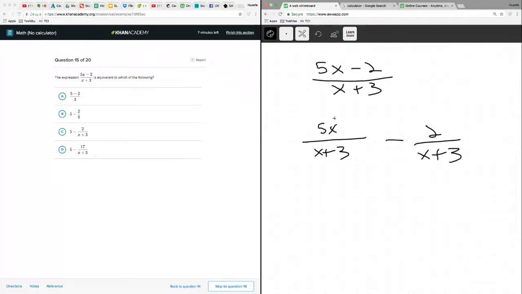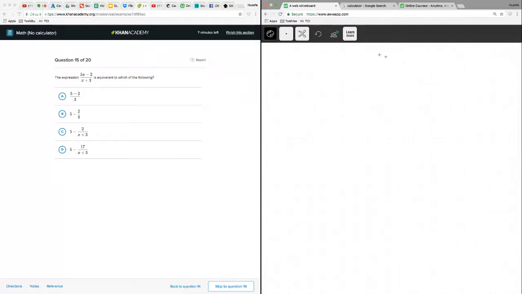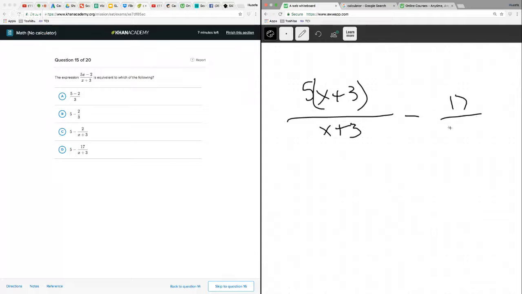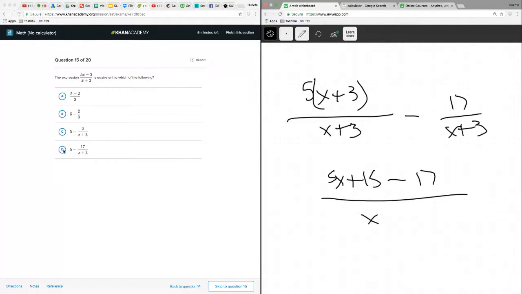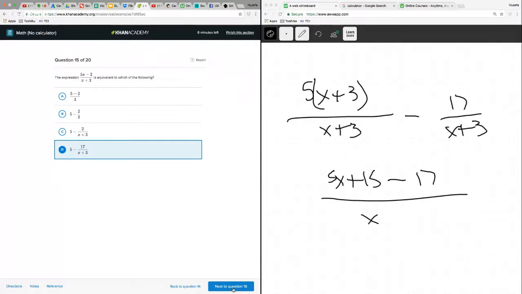There's something else. So here's what I'm going to do. This is my prediction. This is the answer. I'm going to try and go backwards from this. So this would be 5 over x plus 3 times x plus 3 minus 17 over x plus 3. And this becomes 5x plus 15 minus 17 over x plus 3. Yep, it is.